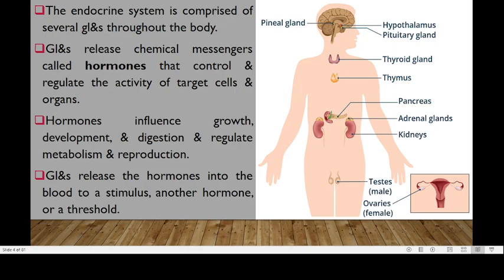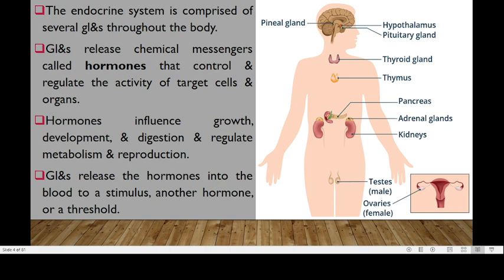So back to the endocrine system, and we're saying that the endocrine system is composed of several glands throughout the body. These glands normally release chemical messengers that are referred to as hormones. These hormones control and regulate the activity of target cells and organs. Hormones also influence growth, development, digestion, regulate metabolism, and even reproduction. So glands will release hormones into blood in response to a stimulus, to another hormone, or to meet a threshold.